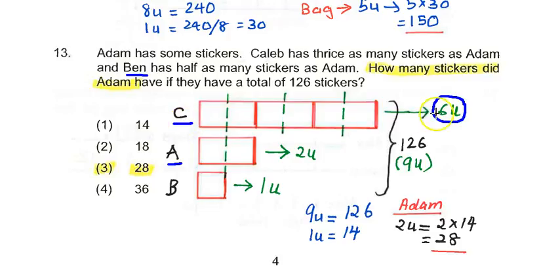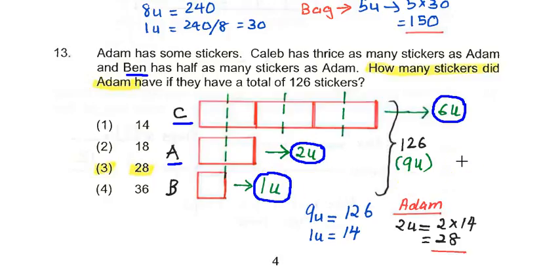Caleb has 6 units compared to Ben. Caleb has 6 units compared to Adam, right over here. Okay, so Adam has 2 units. Ben has 1 unit. You see very carefully. Now the next thing you need to do is this.